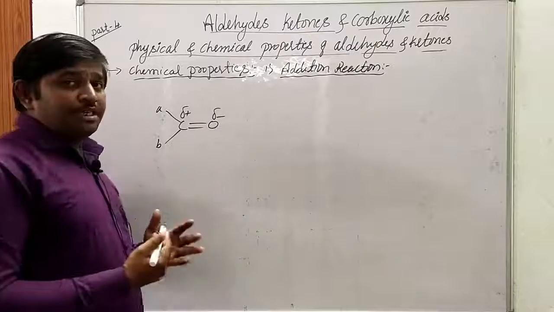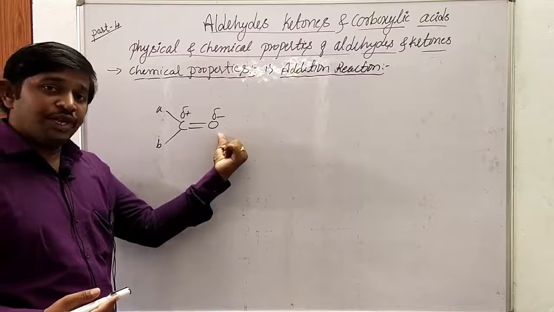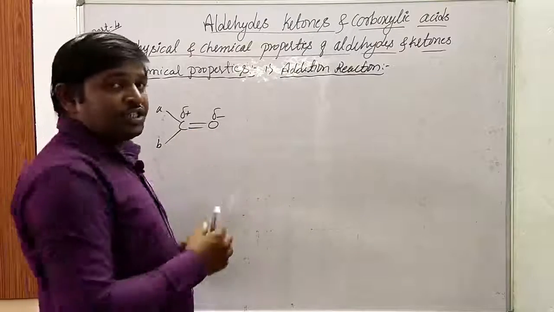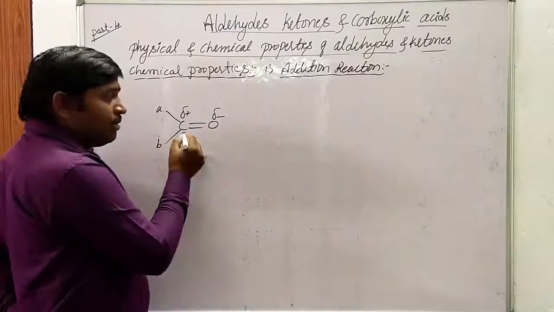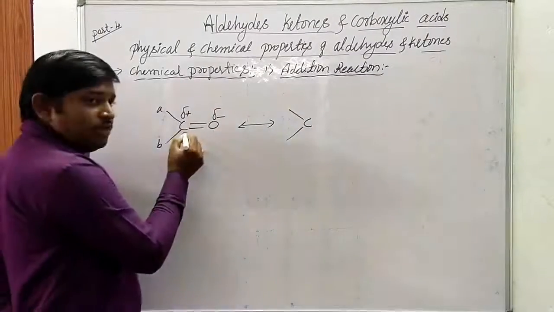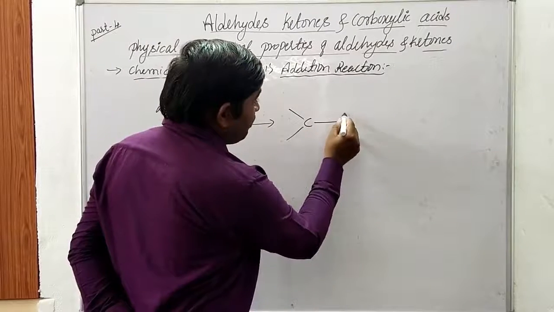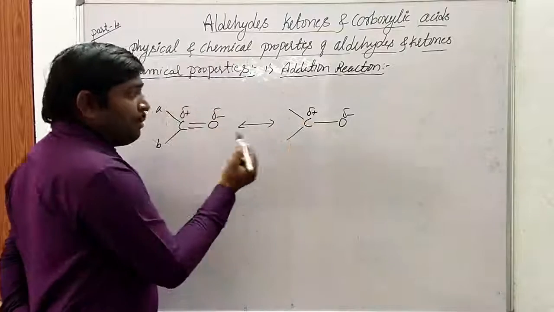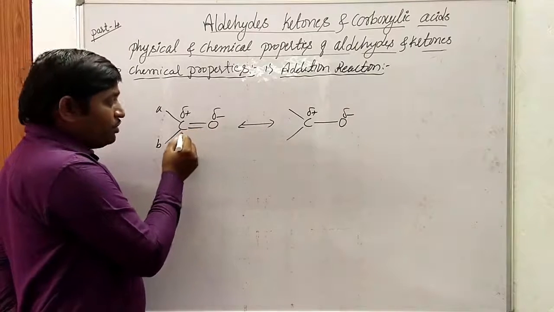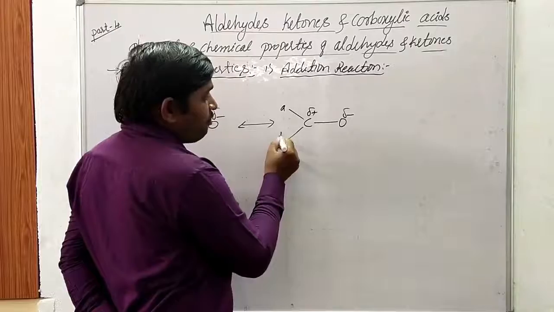How does this take place? The chemical reactions take place because of the partially positive charge of carbon and the partially negative charge of oxygen. Because of this polarity, the chemical reactions occur with aldehydes and ketones. Whenever a nucleophile is attracted towards this carbon atom and a substituent adds to it, the pi electrons shift to the oxygen atom. Ultimately this oxygen gets a negative charge. The pi bond is cleaved and a new bond forms. This is the formation of polarity due to the attack of the substituent on the carbon atom.